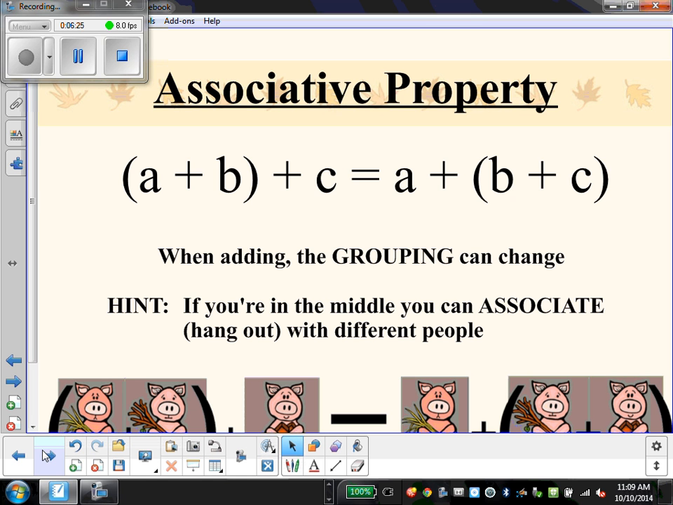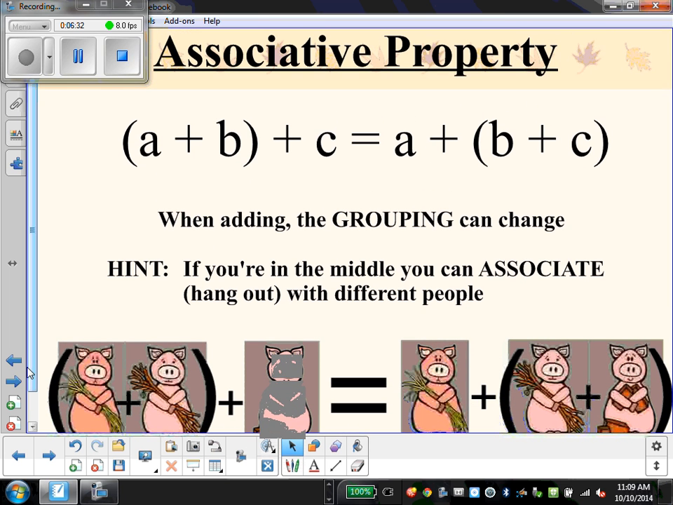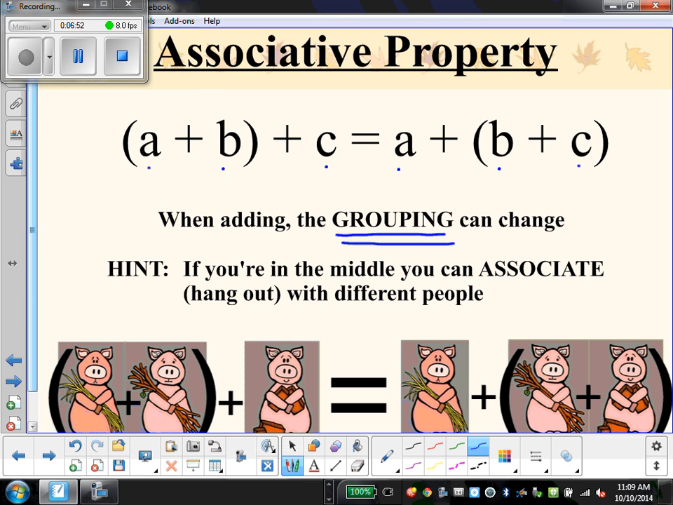And your last property is the associative property. The associative property states that if you are adding 3 numbers or more numbers together, you can change the grouping. Notice the order does not change. A, B, C, A, B, C. The commutative property is when the order can change. The associative, the order does not change. It's the grouping that changes up. Here you're doing A plus B first. Here you're doing B plus C first, but you will get the same answer.